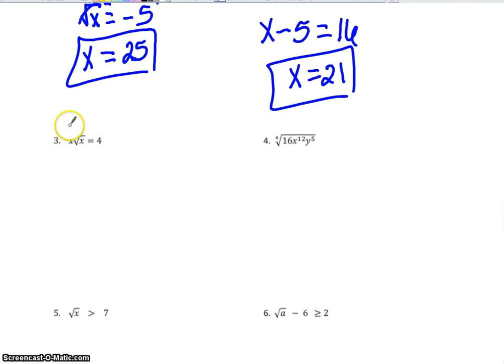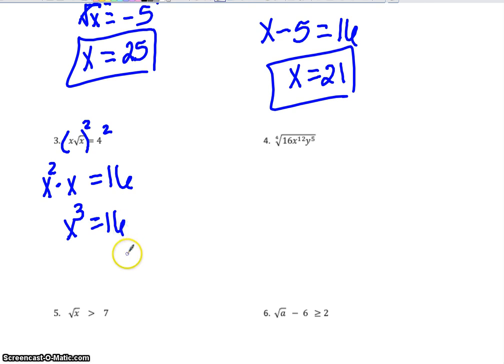When you have a number on the outside, if you're squaring, you have to square it also. So everything over here is getting squared, and then this side is also squared. Well, x squared is x squared times the square root of x squared is x equals 4 squared is 16. So x squared times x actually becomes x to the third equals 16.